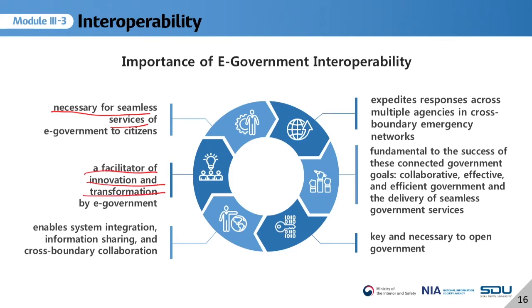And the third reason is interoperability enables system integration and information sharing, and then cross-boundary collaboration. Interoperability expedites responses across multiple agencies in cross-boundary emergency networks. And interoperability is fundamental to the success of connected government goals, which are collaborative, effective, and efficient government and the delivery of seamless government services. And e-government interoperability is key and necessary to open government. Interoperability is pivotal and very critical to open government.